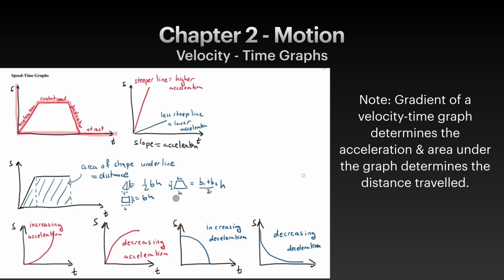A velocity time graph, on the other hand, helps us understand acceleration. The slope or gradient shows the acceleration, and the area under the graph shows the distance traveled.